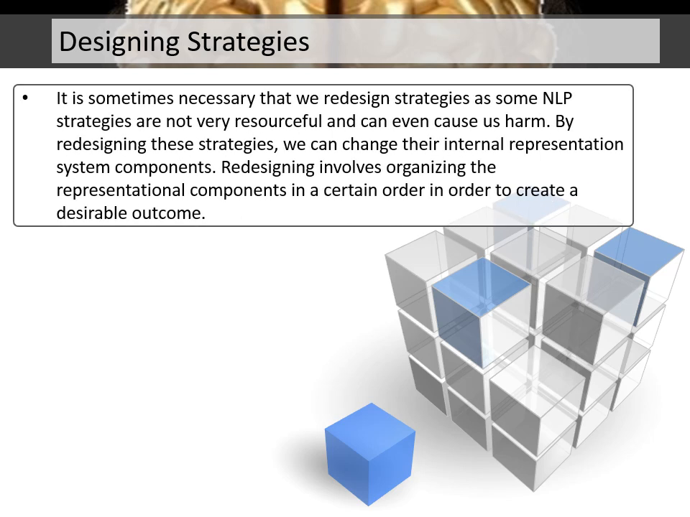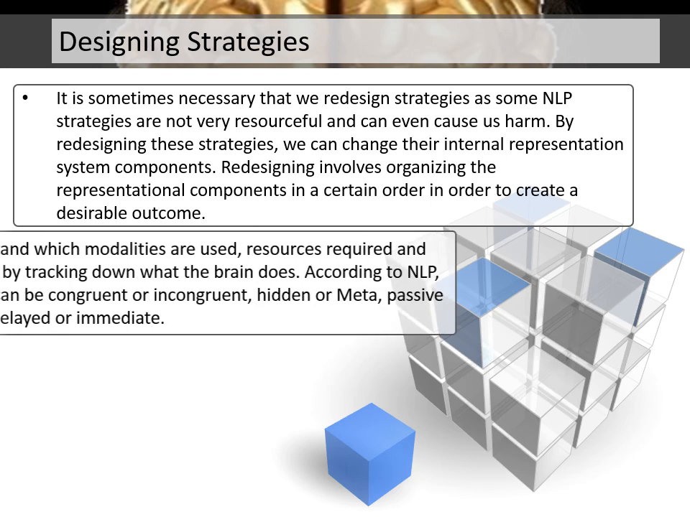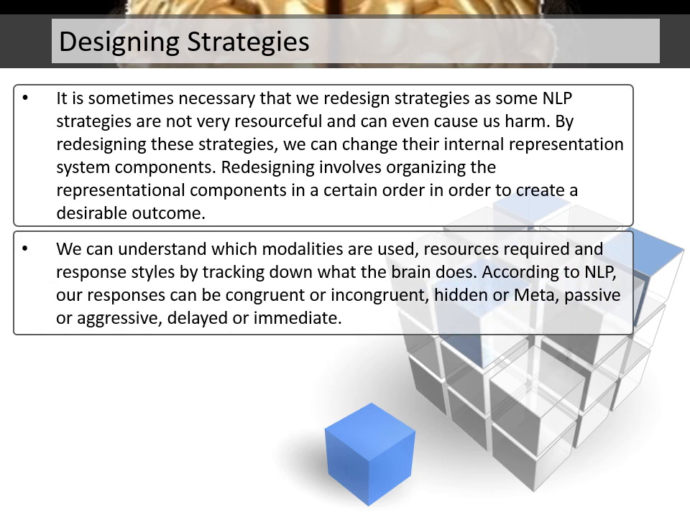Designing strategies. It is sometimes necessary that we redesign strategies, as some NLP strategies are not very resourceful and can even cause us harm. By redesigning these strategies, we can change their internal representation system components. Redesigning involves organizing the representational components in a certain order in order to create a desirable outcome. We can understand which modalities are used, resources required, and response styles by tracking down what the brain does. According to NLP, our responses can be congruent or incongruent, hidden or meta, passive or aggressive, delayed or immediate.